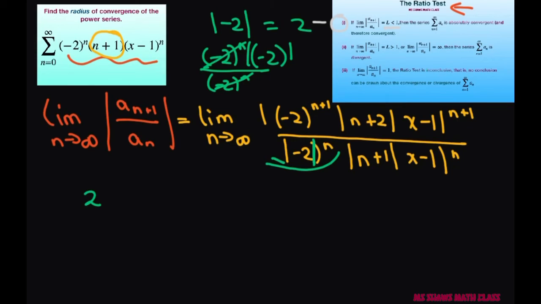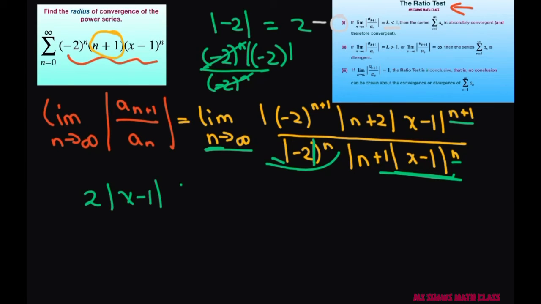All right. Now let's look at the x. Because remember, we're taking the limit as n approaches infinity. So this one's the same thing. Since we have n plus 1 and then n, we're only going to have 1 left. So that's going to be the absolute value of x minus 1.